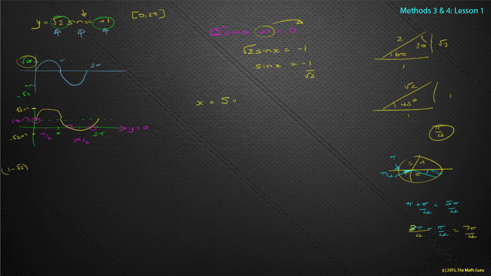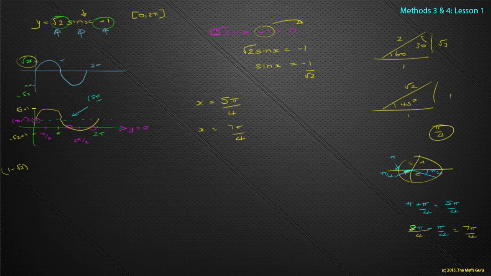Do I need any more? Well, in this situation, no. We know that there are two solutions between 0 and 2 pi, which means that I can now say I have my solutions as 5 pi on 4 and 7 pi on 4. And so I've finished my question. Yay, I can move on.